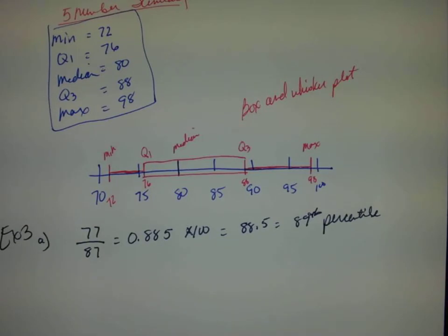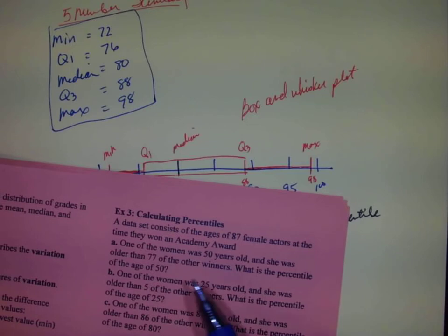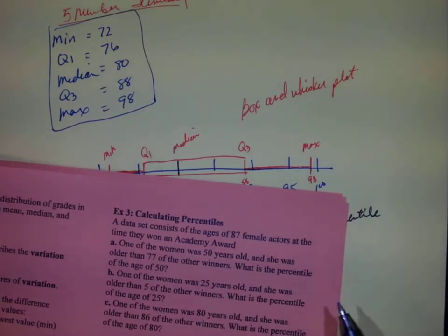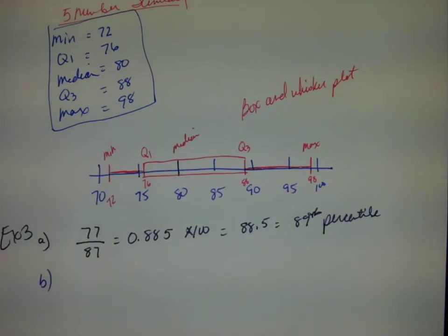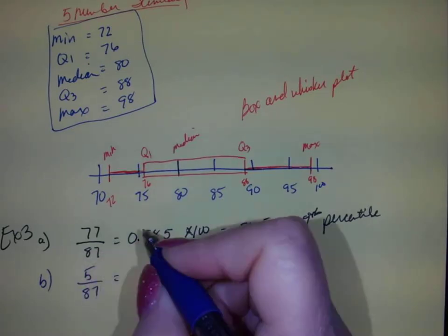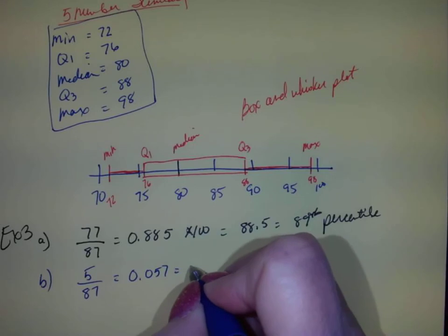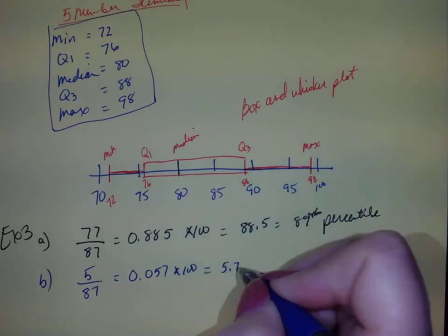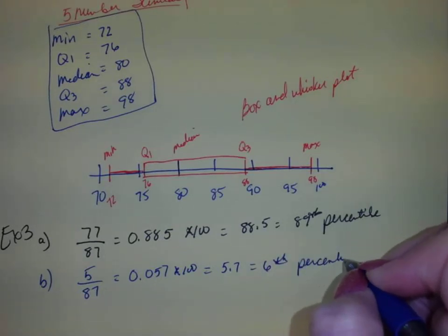All right. Let's go to part B. One of the women was 25 years old, and she was older than 5 of the other winners. What is the percentile of the age of 25? So, she was older than 5 out of 87, which gets us 0.057, which, if we multiply by 100, will get us to 5.7, which we can say is the 6th percentile.